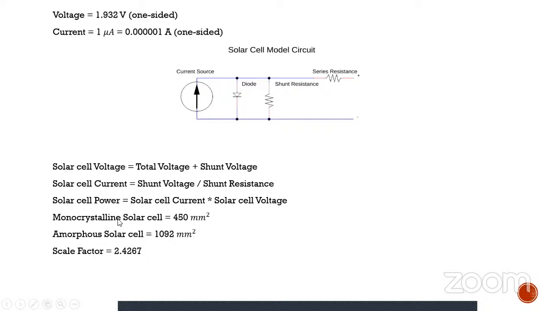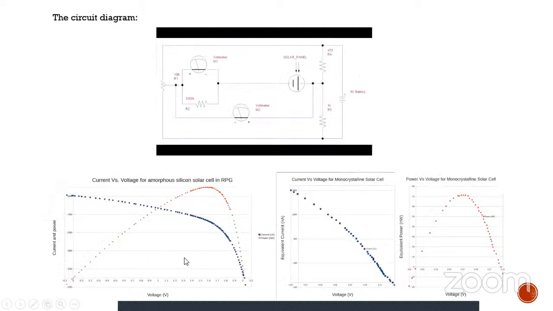If you're using a monocrystalline solar cell or a monocrystalline photovoltaic cell, which has a size of 450 millimeter square, we can use the amorphous solar cell, which should have a size of 1092 millimeter square. So the scale factor will be around 2.4. So these are the circuit diagrams for the solar cell or the photovoltaic cell.